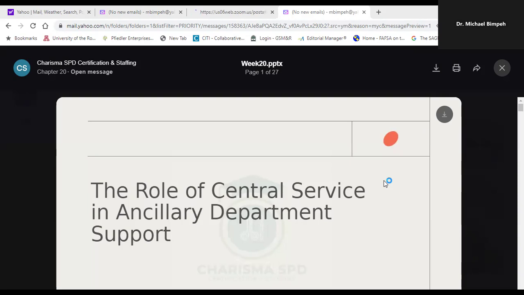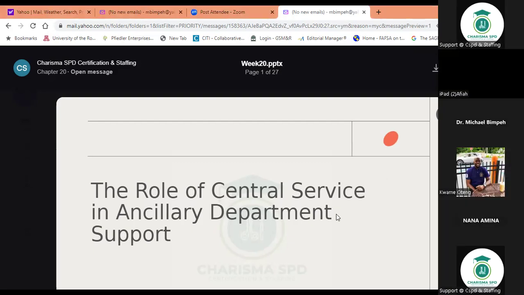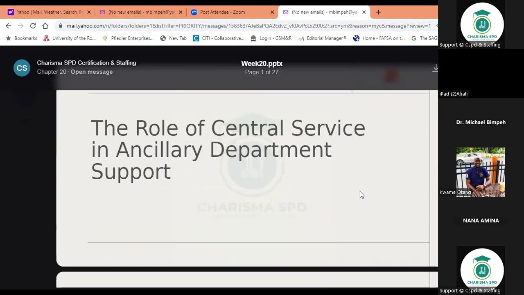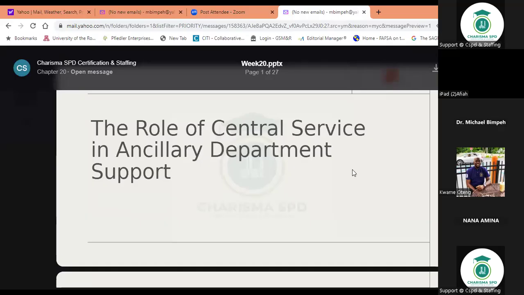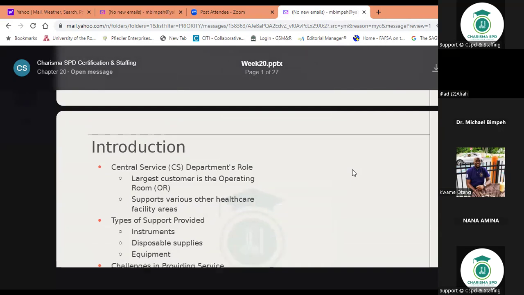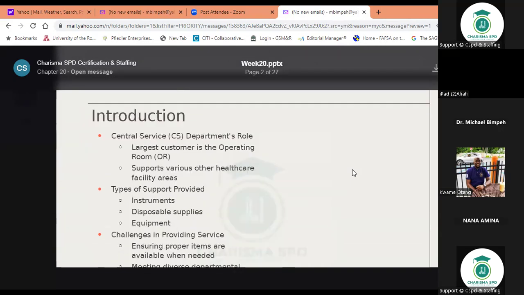The OR is our major customer. But besides that, we have other departments, ENT, dental, etc. So we want to see how we support those other departments as well, the role. And it's very interesting for us to learn about this chapter. What we're going to learn in this chapter: introduction, central service department's role.